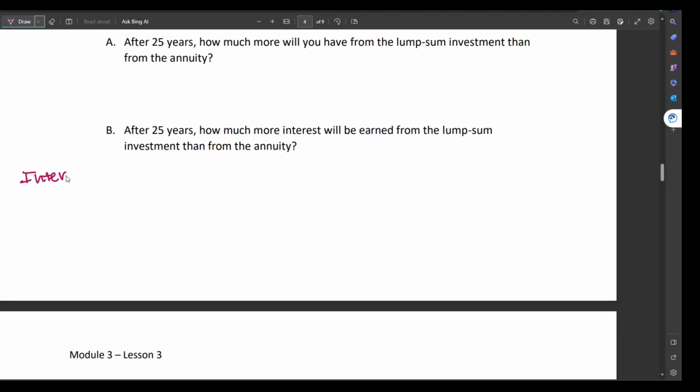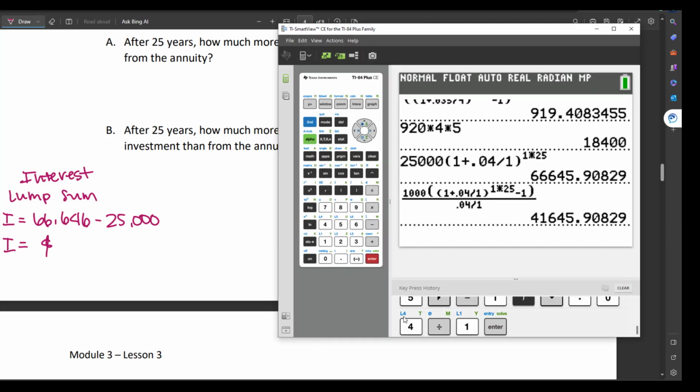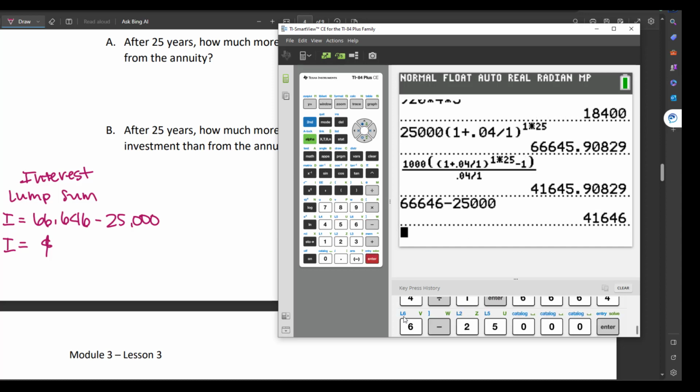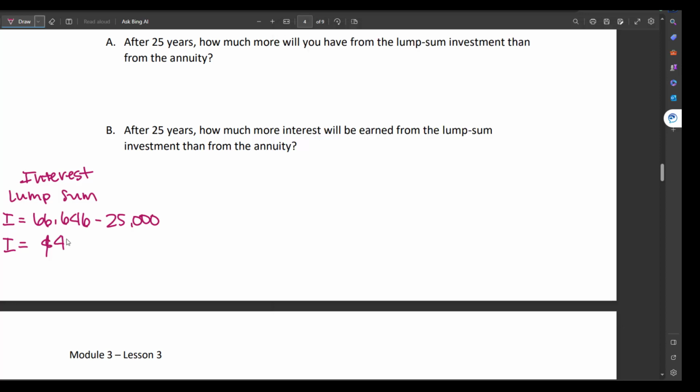So for our interest, we have our lump sum. So we put in $25,000 to begin with, and we end up with 66,646. So we subtract out 25,000, and the interest in this case is $41,646.